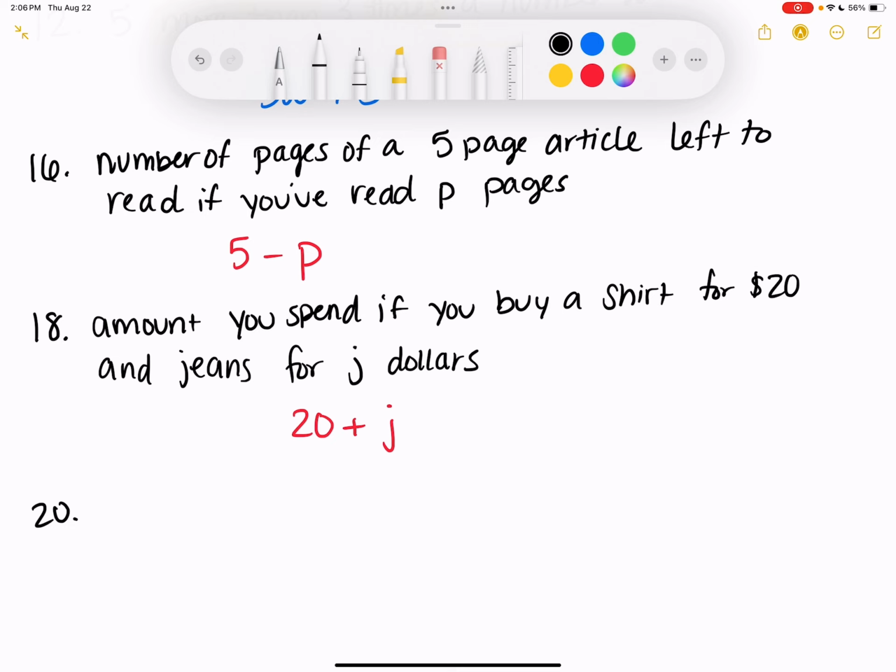The number of hours in M minutes. Any ideas about this one? Dividing. Do you know how to set it up?